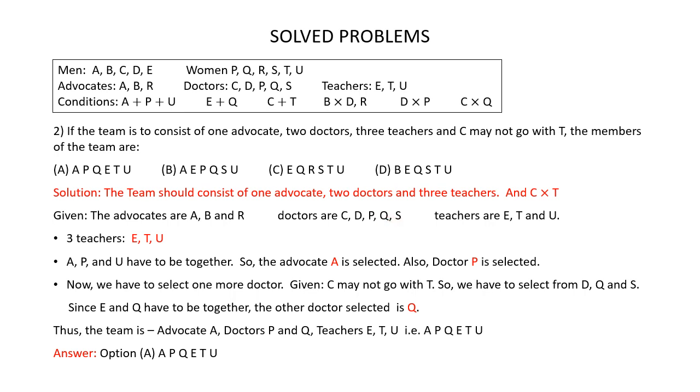Now according to the condition, E and Q have to be together. Now since E has been selected, clearly Q also has to be selected. So the other doctor selected is Q. So now you can see that the team is advocate A, doctors P and Q, teachers E, T and U. That is, the team is A, P, Q, E, T, U. The correct answer is option A, APQETU.